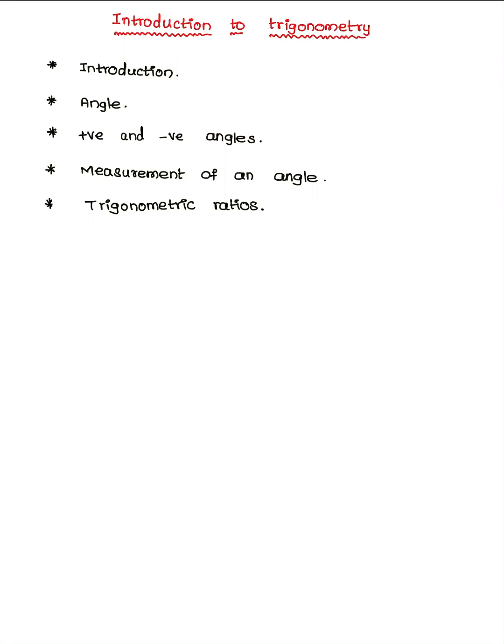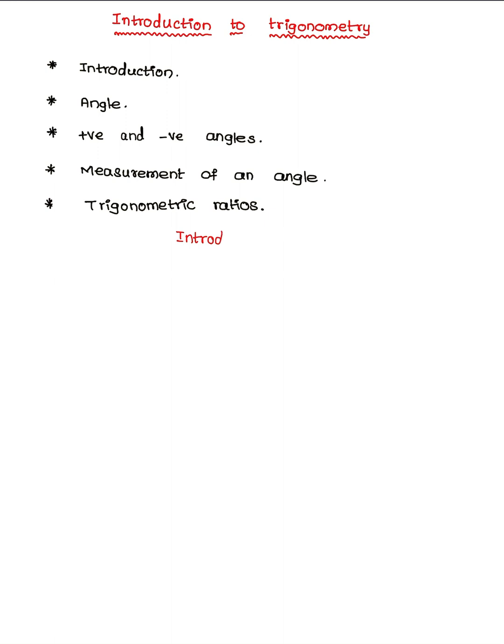Hi all, in this video we learn Introduction to Trigonometry chapter part 1. So the subtopics are Introduction, Angle, Positive and Negative Angles, Measurement of an Angle, Trigonometric Ratios. So these are the 5 subtopics we are going to learn. So in that first one, Introduction to Trigonometry.